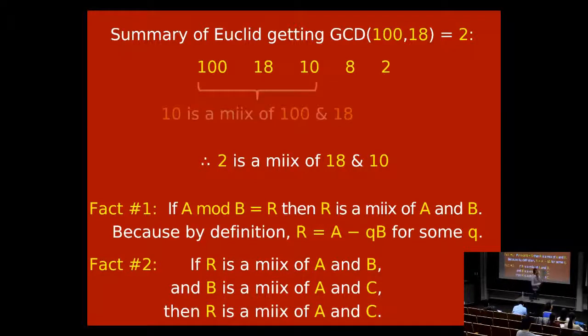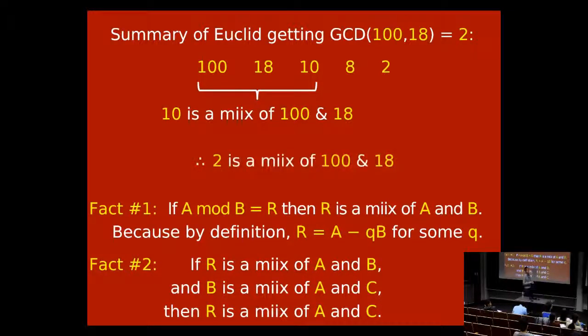And now we'll keep going, in a sense, to get rid of 10. Because 10, being 100 mod 18, is a mix of 100 and 18 by fact 1. So 2 is a mix of 18 and 10, and 10 is a mix of 100 and 18. So fact 2 tells us that 2 is a mix of 100 and 18. And actually, this is a very short example, so now we're done. We've shown that 2 was a mix of the initial two numbers. But if this were a longer computation, then you just keep going back in the chain, applying fact 1, fact 2, fact 1, fact 2, and writing the final answer, 2, as a mix of these pairs of numbers as you go back.